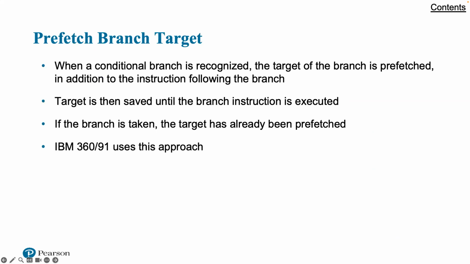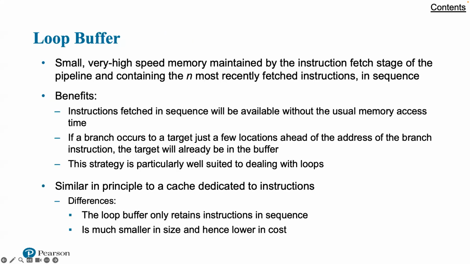You could do a prefetch of a branch target. When a conditional branch is recognized, the target of the branch is prefetched in addition to the instruction following the branch. So you fetch a bunch of stuff and you're trying to hedge your bets a little bit here. And so thus we get the term prefetch.